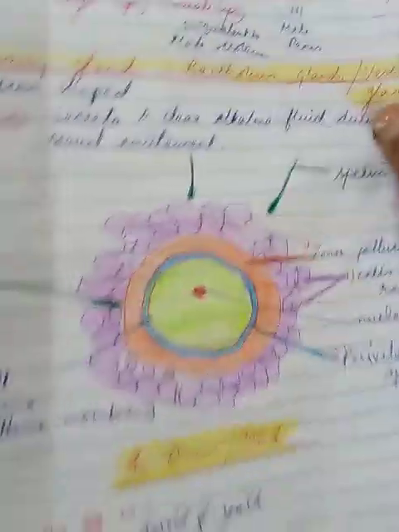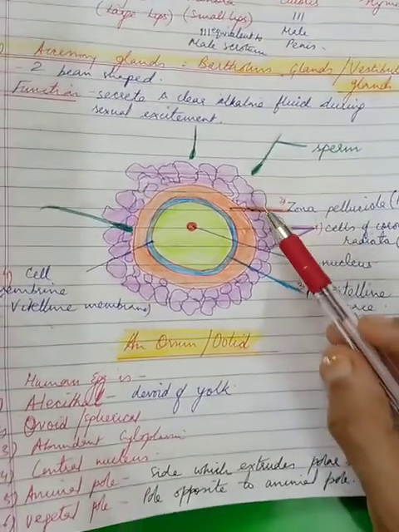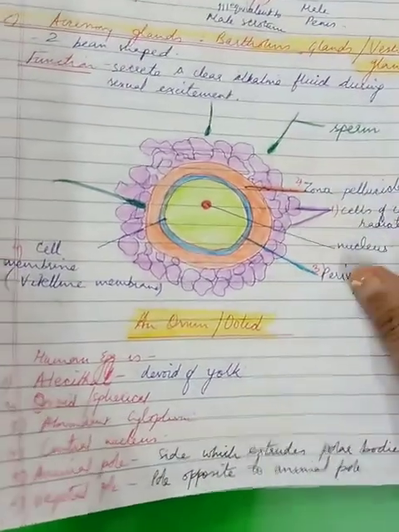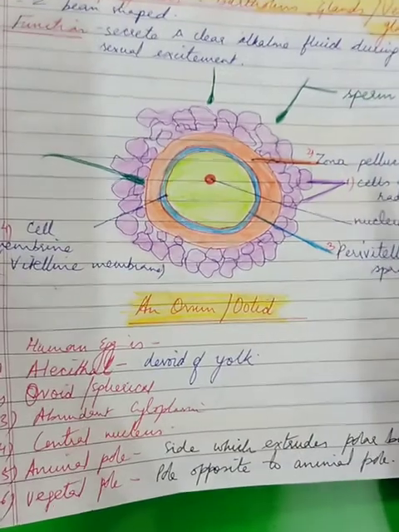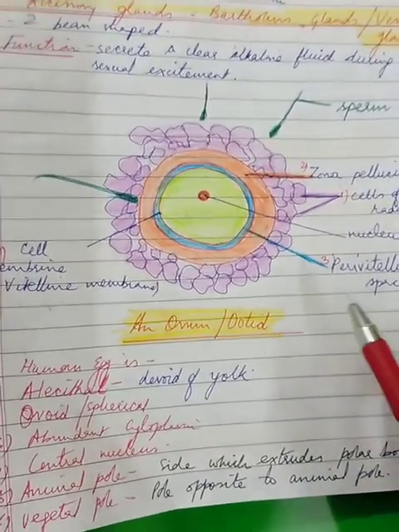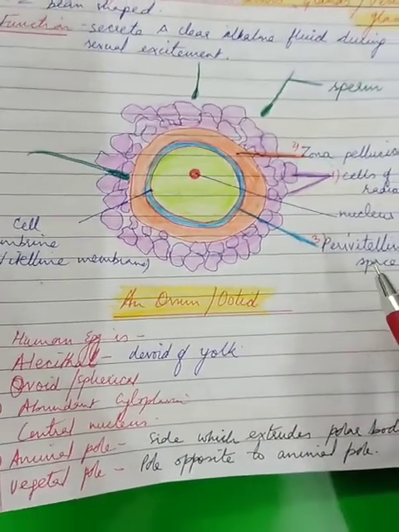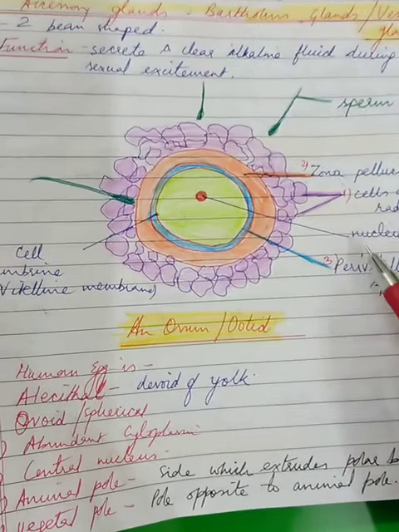So ovum is a haploid gamete. We know that the chromosome number is half the normal cell. The ovum varies in different animals. We are talking of the human ovum this time. But the largest egg is known of an ostrich, and the human egg is around 100 μm in size.